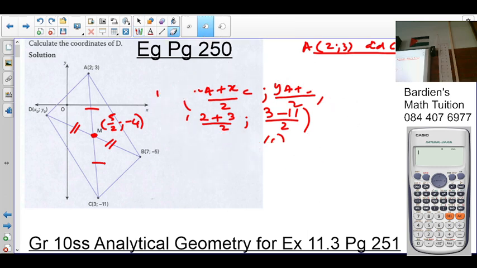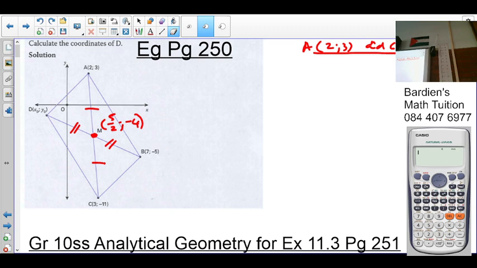Right. Any confusion so far? No. Then, to calculate, remember they want the coordinates of D. So now we use the line DB, DMB. What do I have now?